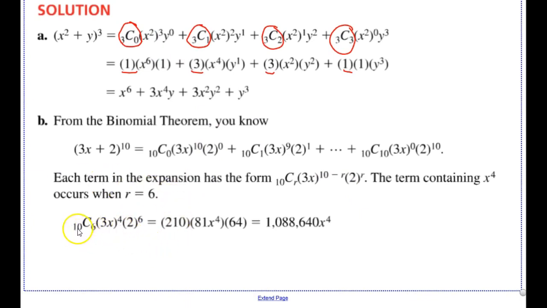So I would take my combination of 10 items, taking 6 at a time, put that in your calculator, times 3x to the 4th and 2 to the 6th. Then I just use my calculator and solve that. So the coefficient is just that number that I get here. This one's kind of tricky, so spend a little bit of time working through this. See if you can find a different term in this same expansion.